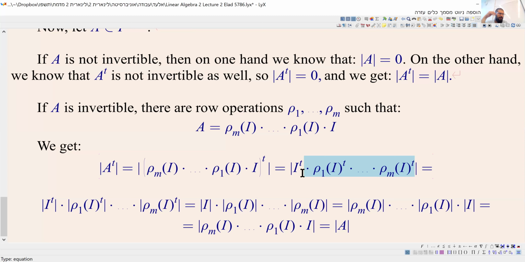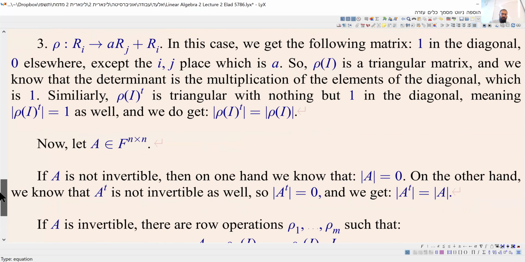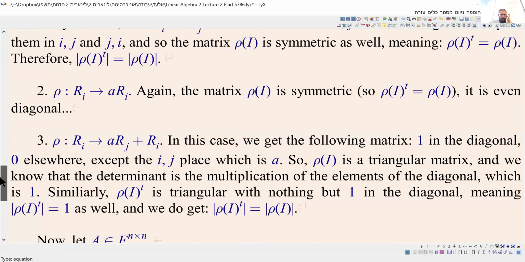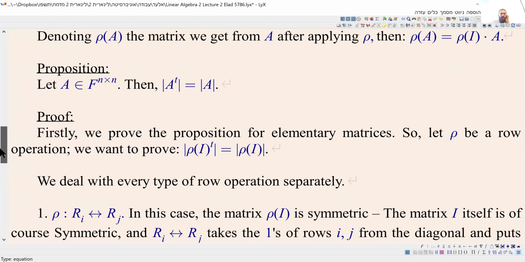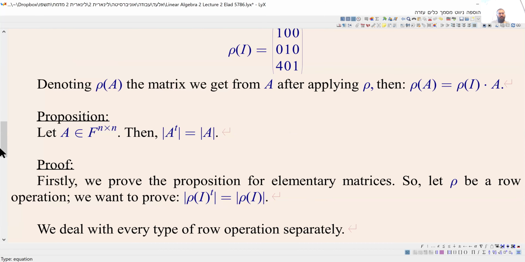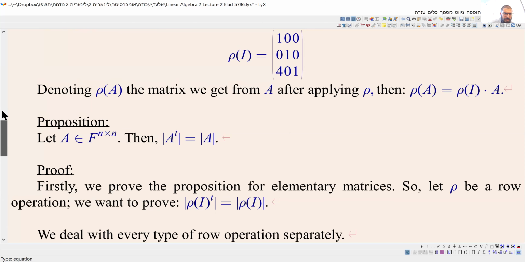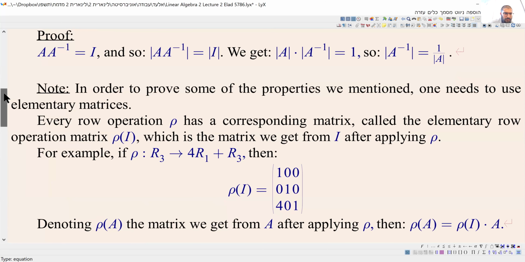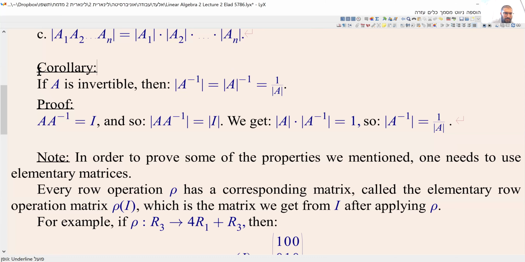I want to write down one last corollary, and then we can have our 15 minutes break. When we come back from the break, I'll show you a more convenient way of calculating the determinant, and then we'll move on. Where's the word? Here it is. Yes, corollary.